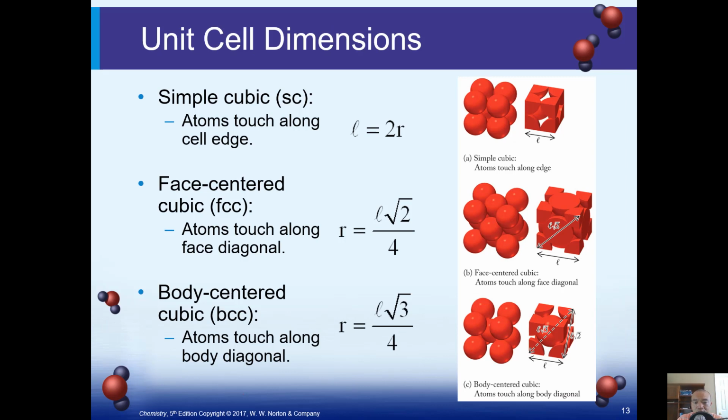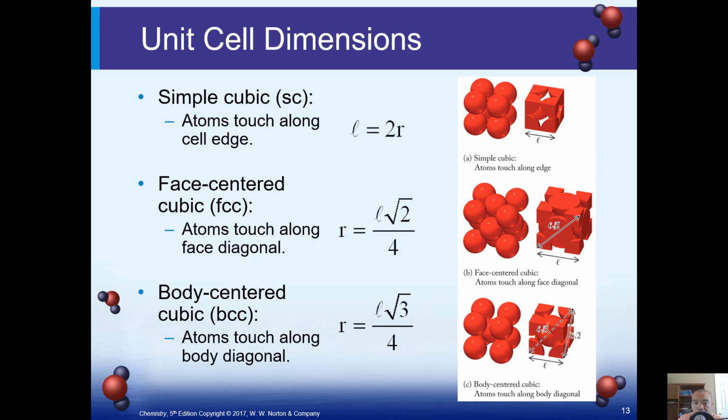The density of a crystalline material can be calculated by the mass of the unit cell divided by the volume of the unit cell, because the unit cell will repeat itself and make the bulk material.